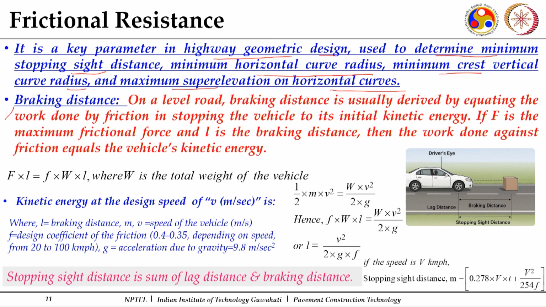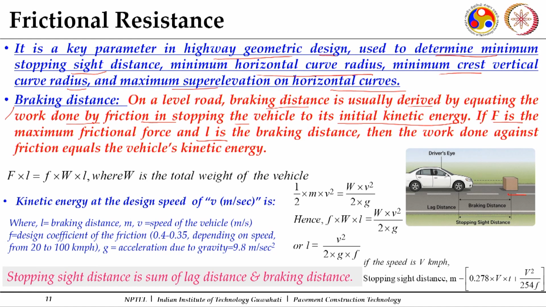If a vehicle needs to stop over a particular surface, how much distance does it travel before it safely stops and protects itself from some obstruction on the surface? On a level road, just as an example, braking distance is usually derived by equating energies. Initially it is moving at a speed of v, so it has kinetic energy. It has to apply brakes and bring it down with the help of frictional resistance. So, the work done by the frictional force in stopping the vehicle is to be equated to its initial kinetic energy.